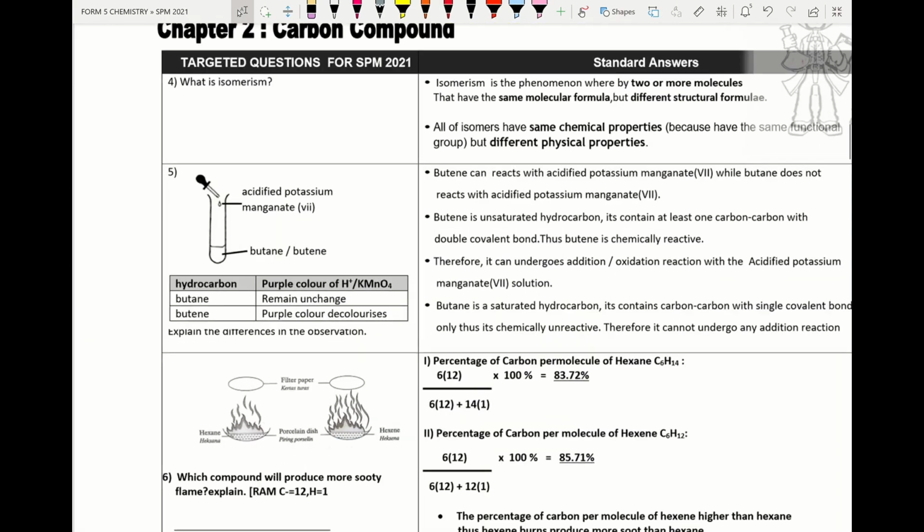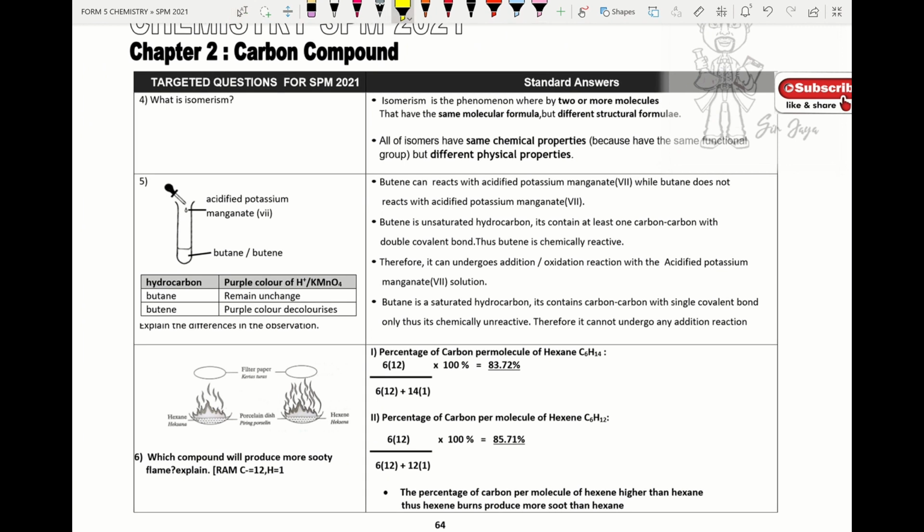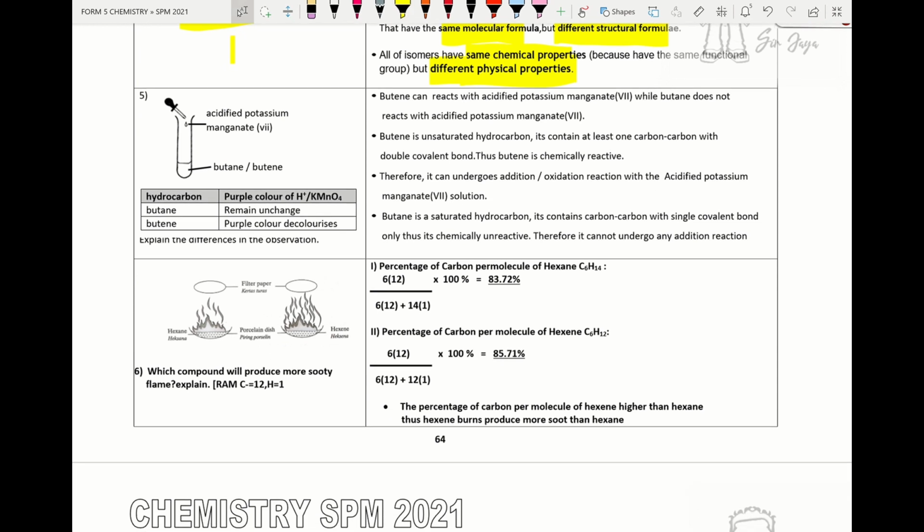All right, we move on to the next question, isomerism. So students must remember another definition. What is meant by isomerism? Isomerism is the existence of two or more molecules with the same molecular formula but different structural formulas. All isomers show the same chemical properties but different physical properties. So we move on to the first short essay question.